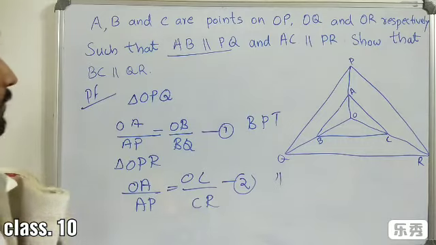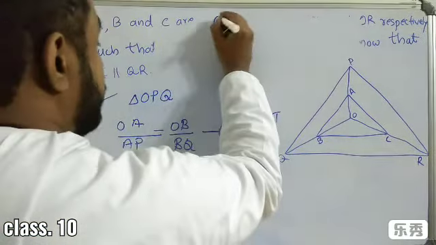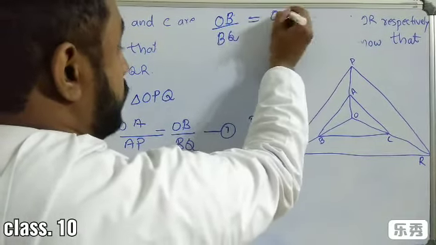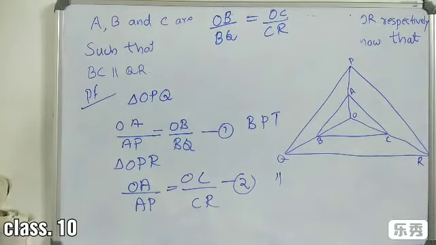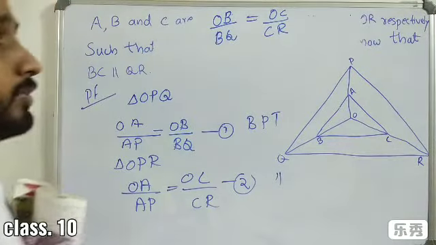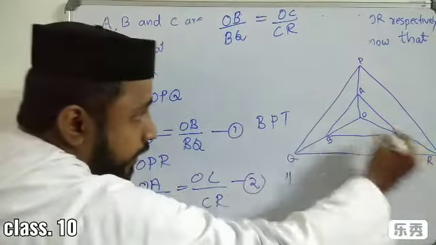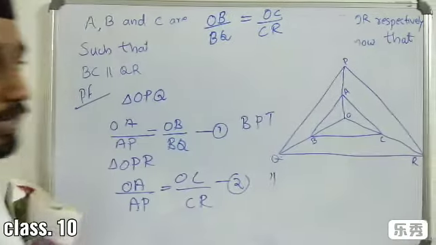Therefore, we will have OB by BQ, which is equal to OC by CR. So look at this condition. OB by BQ, this is a triangle. OB by BQ is equal to OC by CR.